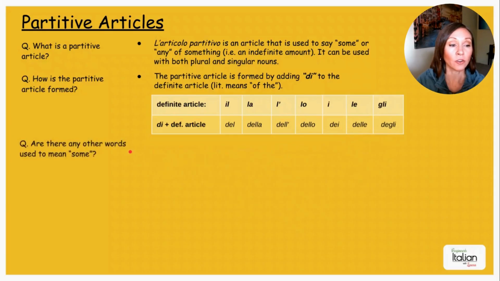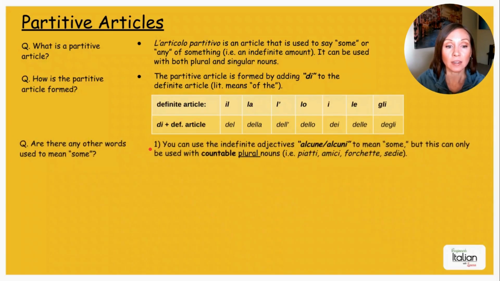Are there any other words used to mean some? Okay, so you can use the indefinite adjectives alcune or alcuni to mean some, but this can only be used with countable plural nouns. For example, piatti, amici, forchette, sedie. There's many, many more, but these are just some examples here.